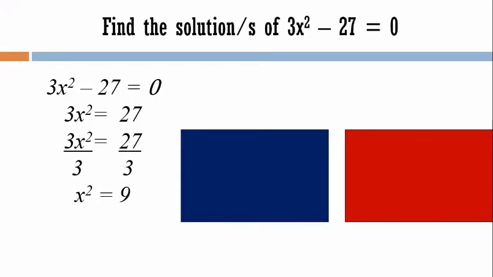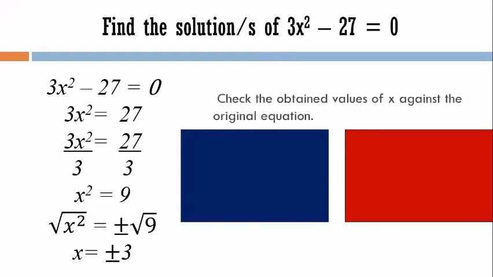Third, apply the square root property. Considering that k is greater than 0, we will get the positive negative square root of k. Take the square root of x squared. Then the positive negative square root of 9. We get positive 3 and negative 3 as solutions of the equation.